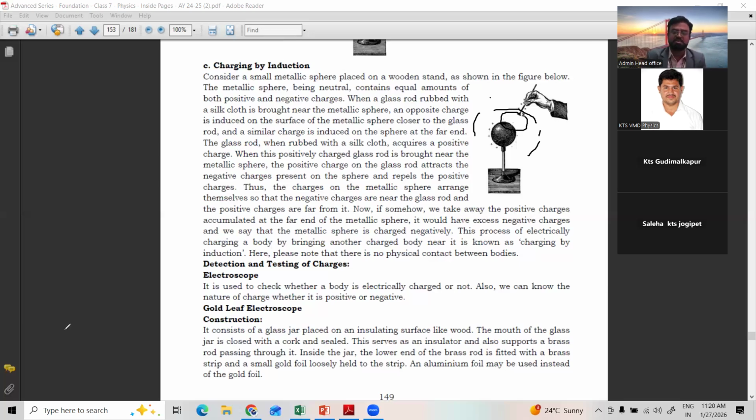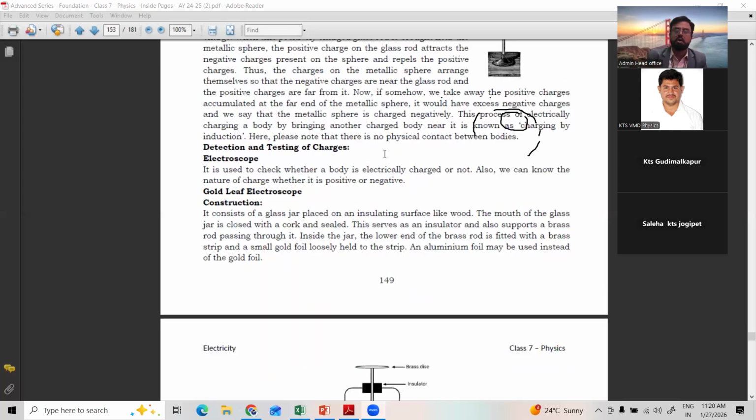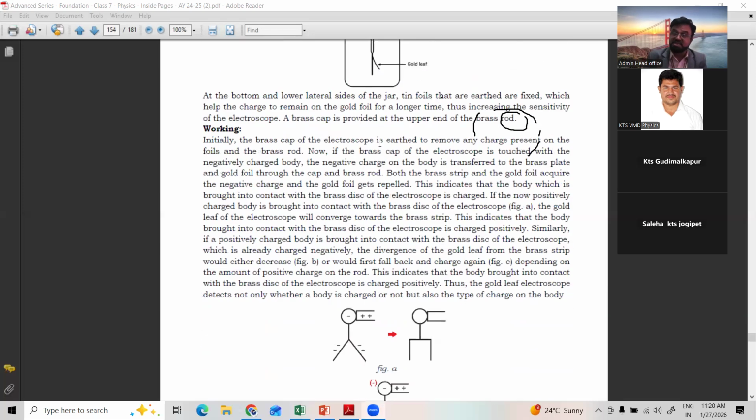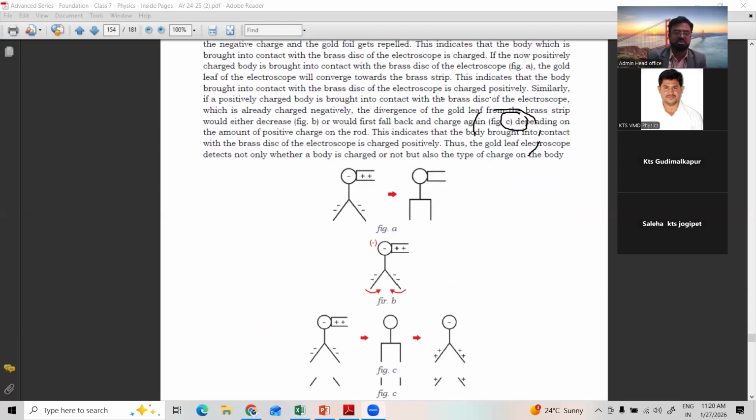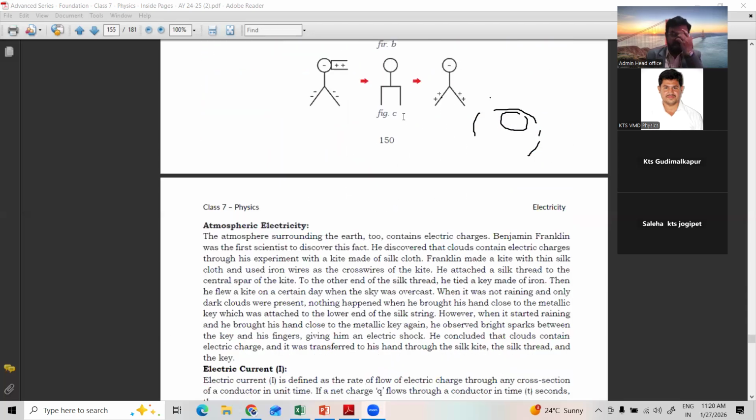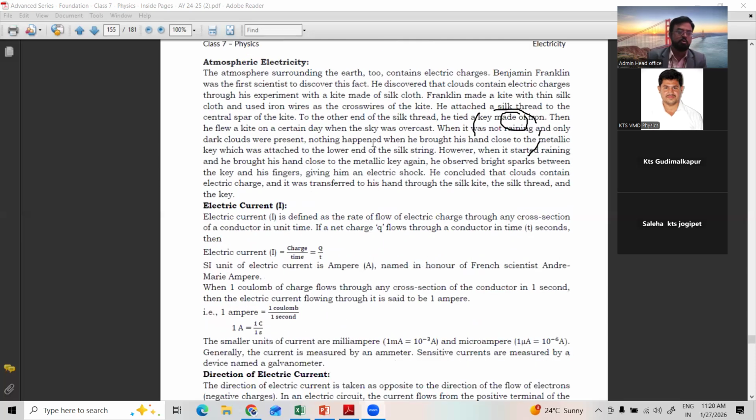In the next class, we'll have some more information about electricity. There's a lot to discuss. A very, very huge topic, electricity. We will continue in the next class with how to detect the charge, whether charge is there or not, and if there, what kind of charge. We can detect by some apparatus like the gold leaf electroscope.